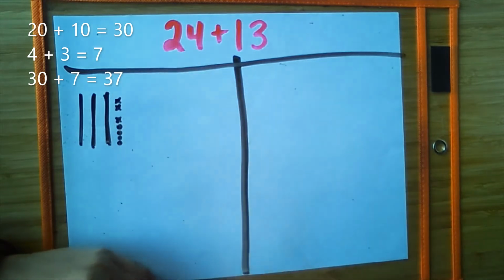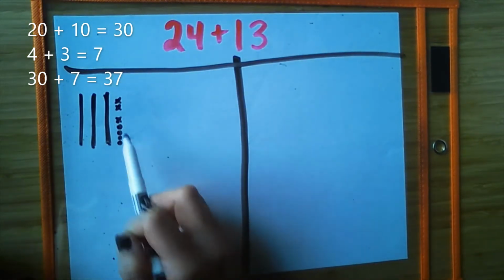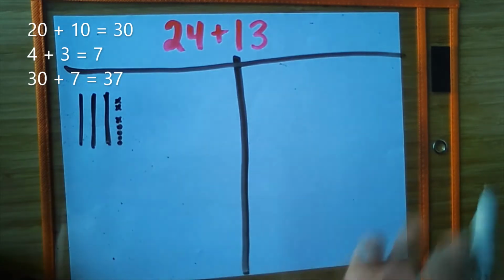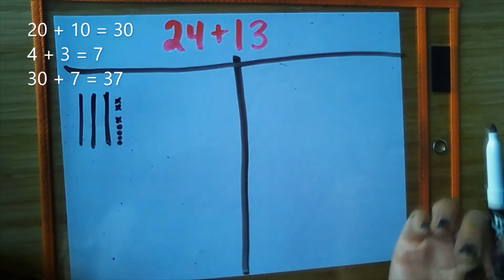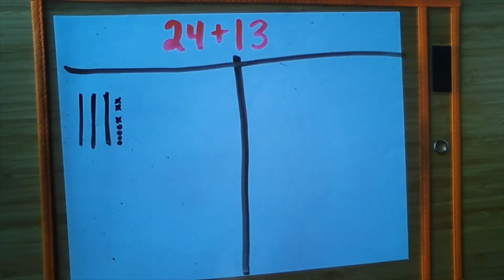So we have 4 ones and 3 ones. And we also did a fancy extra step that's needed. We separated it by 5 groups also. So make sure you do that and make sure your drawing looks exactly like mine.